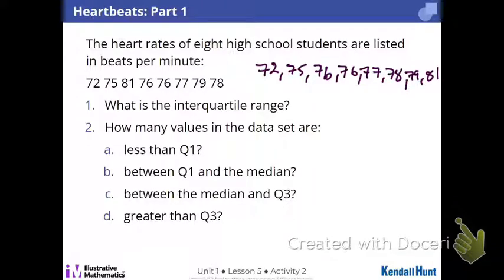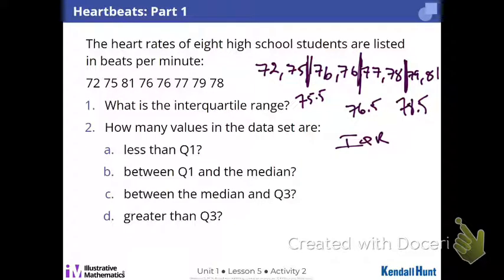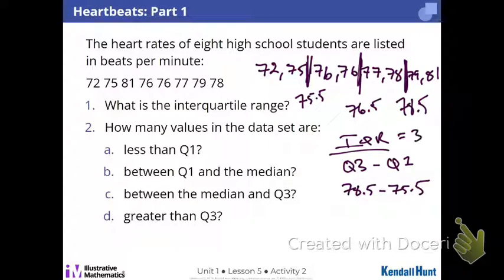If I want quarters, how do I need to cut it first? Half, which was right here. The median, 76.5. In half, first quartile, 75.5. In half, next quartile, 78.5. So if I want the interquartile range, what is the spread in the middle half of my data? I would do third quartile minus first quartile, which is 78.5 minus 75.5. Interquartile range is 3, okay?